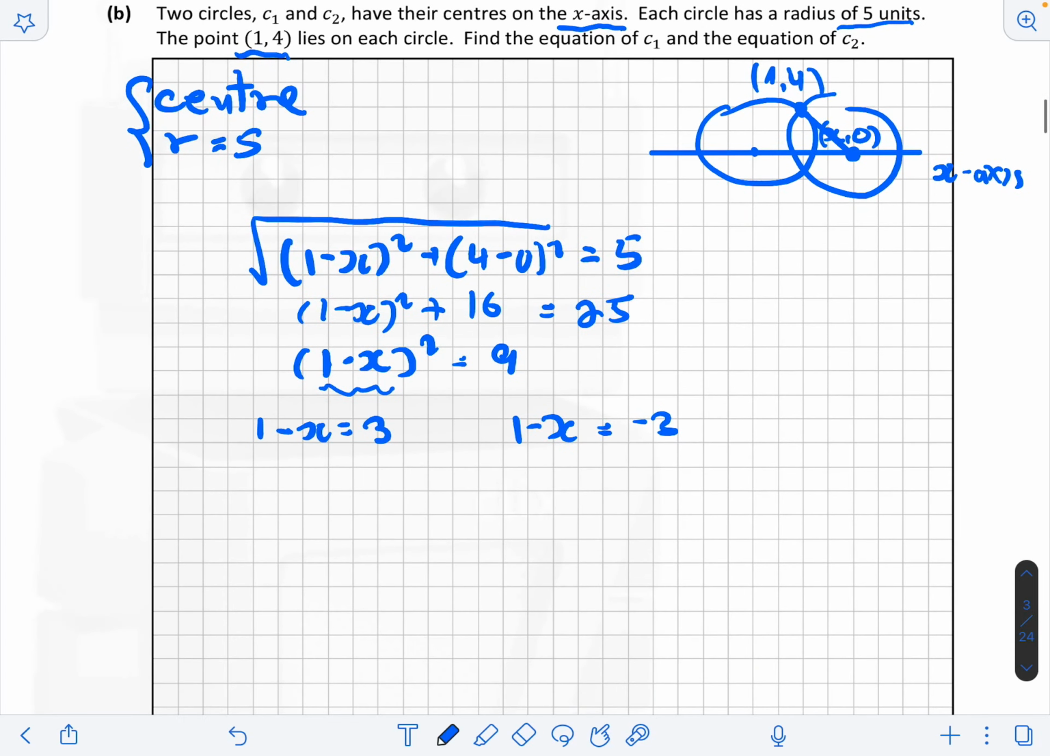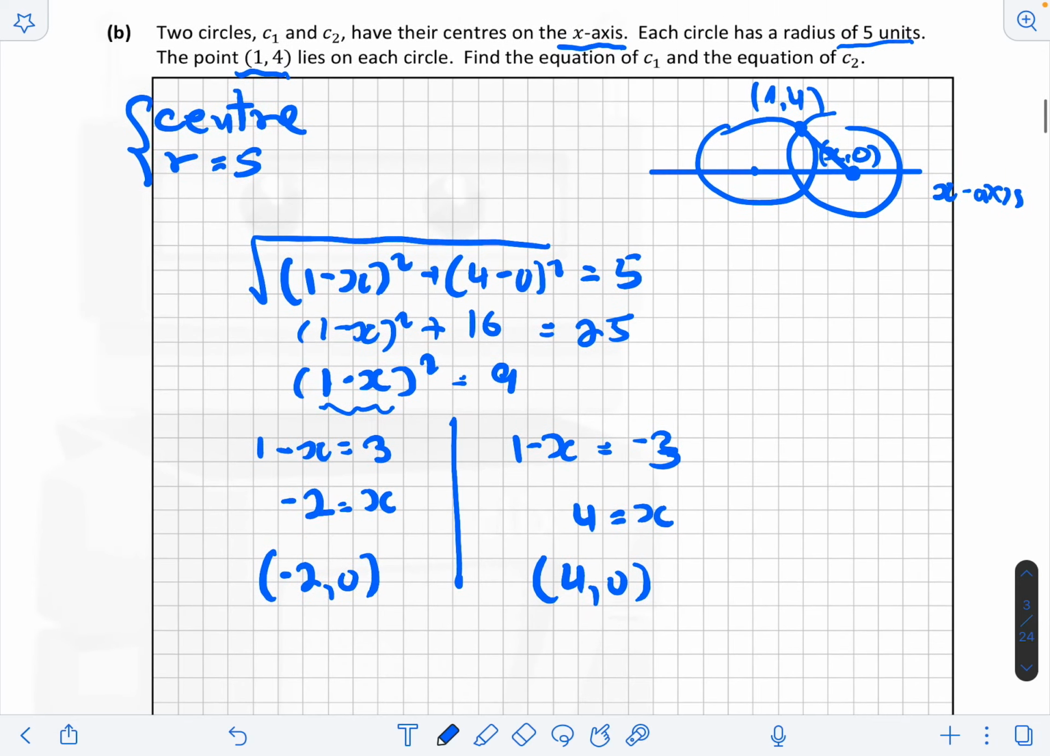Now I just solve these two options and rearrange. So x comes out minus 2, and in the other option x comes out 4, that was a 3 there, sorry. In other words, my center is (4, 0), or my center is (-2, 0).